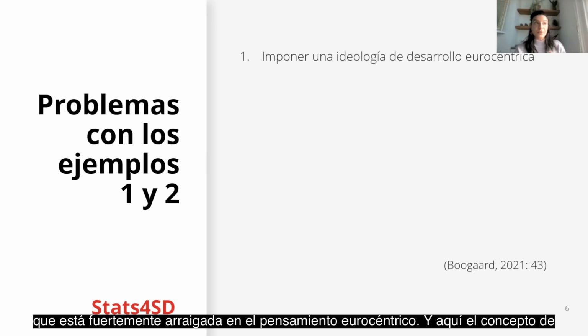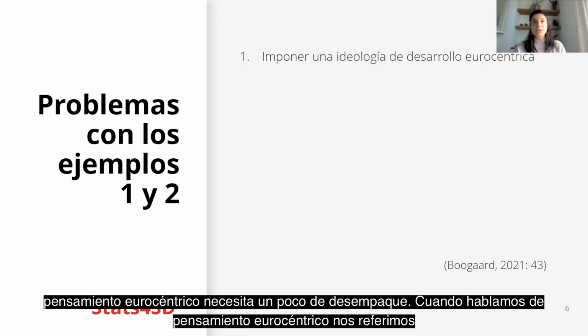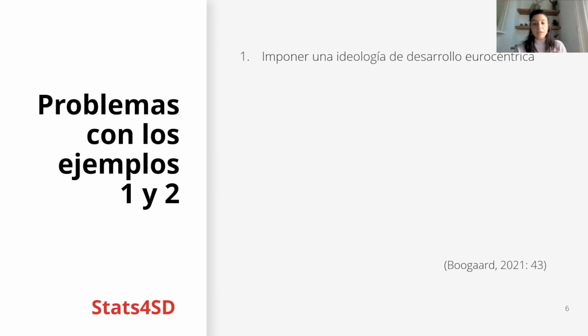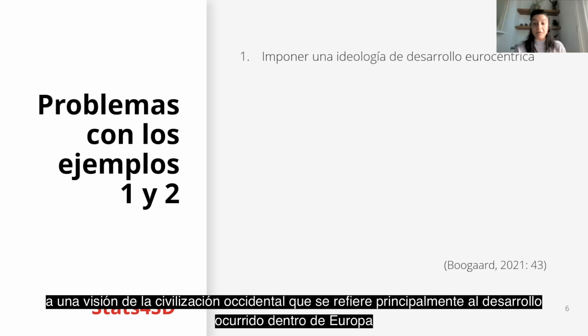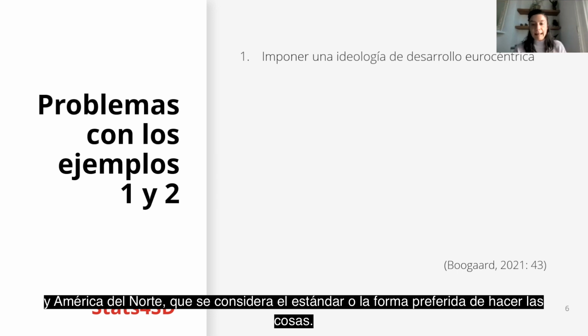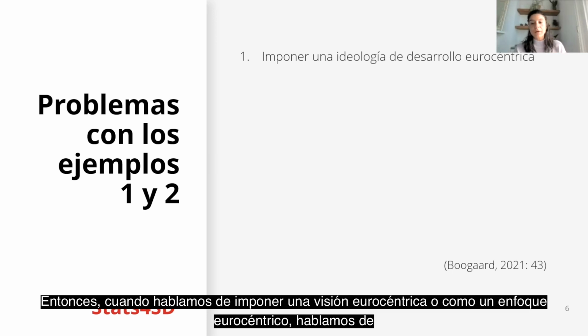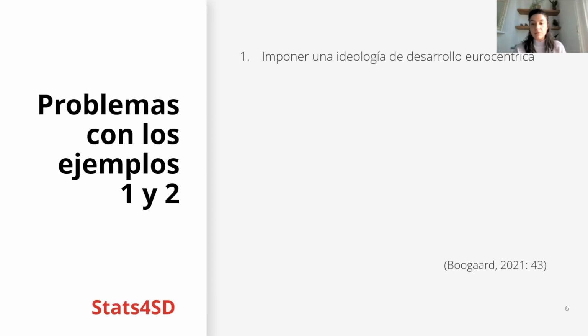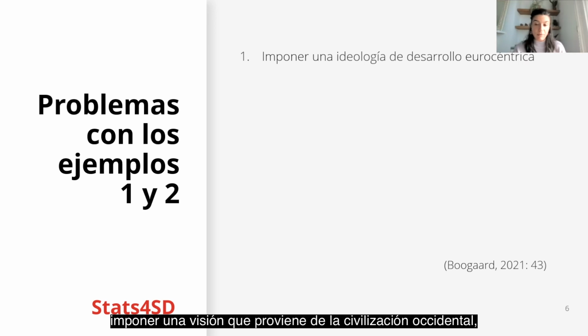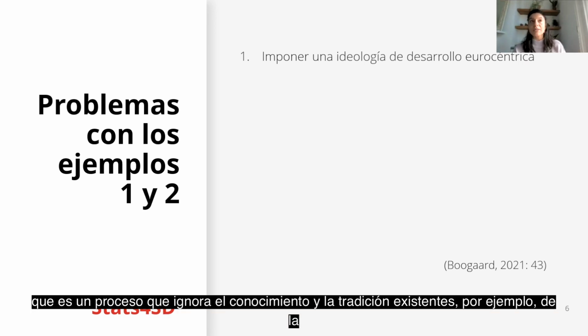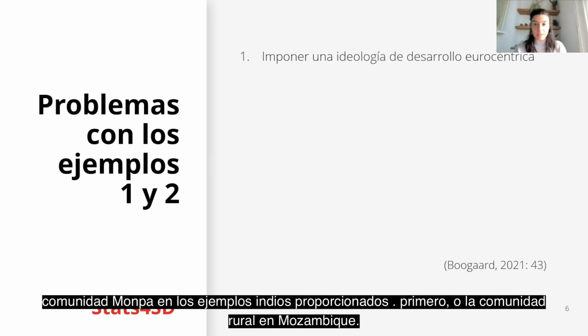And here the concept of Eurocentric thinking needs a little bit of unpacking. When we talk about Eurocentric thinking, we mean a view of Western civilization that refers mainly to the development occurred within Europe and North America, which is held as being the standard or the preferred way of doing things. So when we talk about imposing a Eurocentric view or a Eurocentric approach, we talk about imposing a view that comes from Western civilization, which is a process that disregards the existing knowledge and tradition, for example, of the Mompa community in the Indian examples provided first, or the rural community in Mozambique.